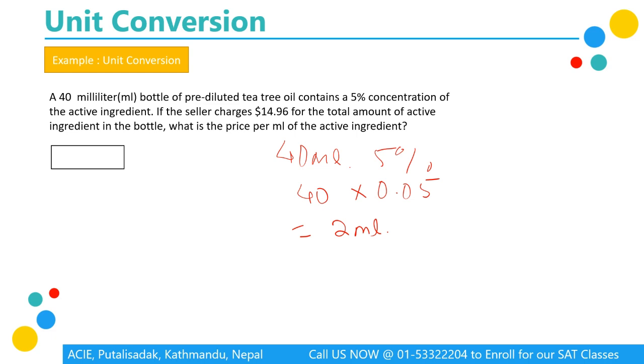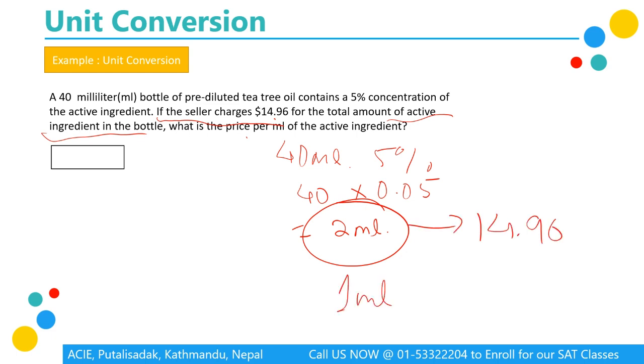अब हामीलाई के सोधेको छ भन्दाखेरि यतिको लागि, 2 ml को लागि हाम्रो 14.96 कस्ट गरिरहेको छ है, for total amount of active ingredient in the bottle, right? What is the price per ml of the active ingredient? 2 ml को लागि 14.96 लिइरहेको छ भने 1 ml को लागि is going to be 14.96 divided by 2. And that is going to give us our answer, which is going to be 7.48. And that is how you find out our correct answer over here.